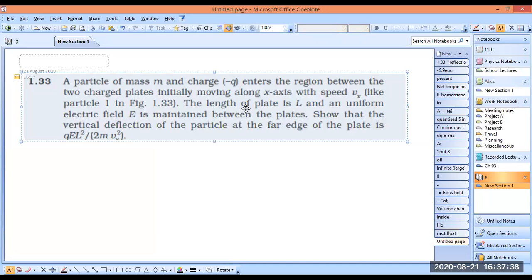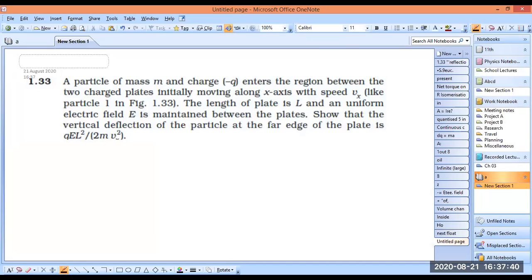So this is where there is a particle of mass m, charge minus q, that enters the region between two charged plates.